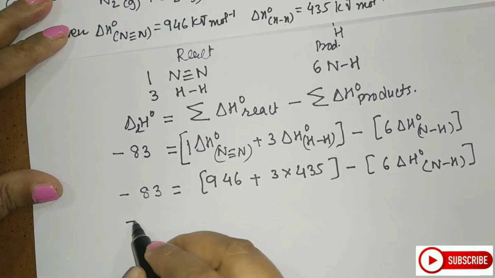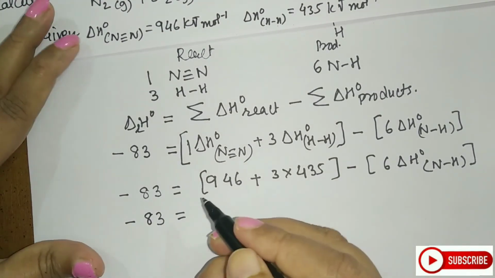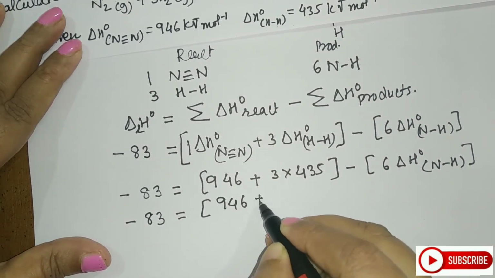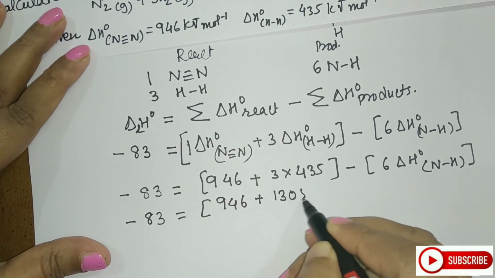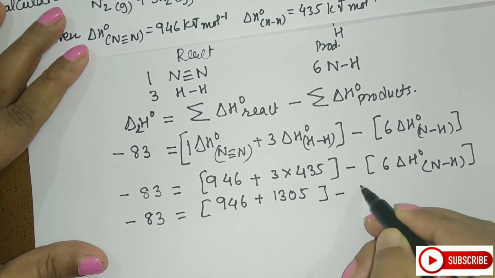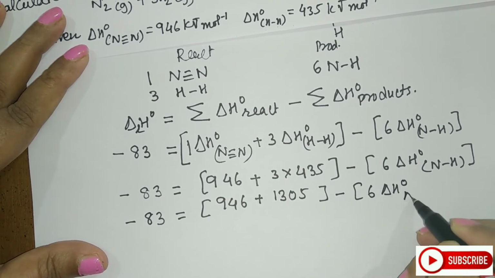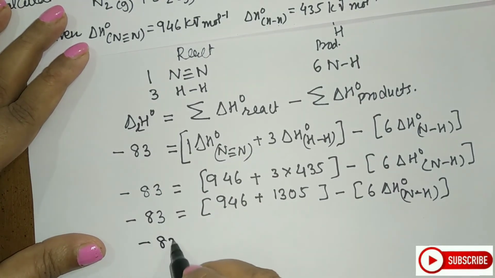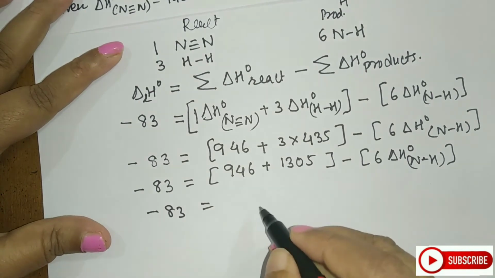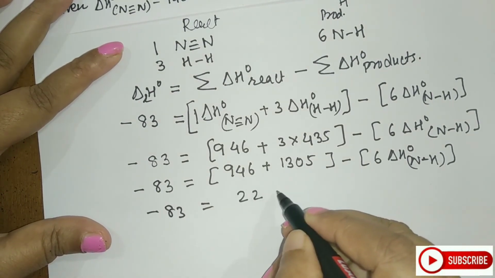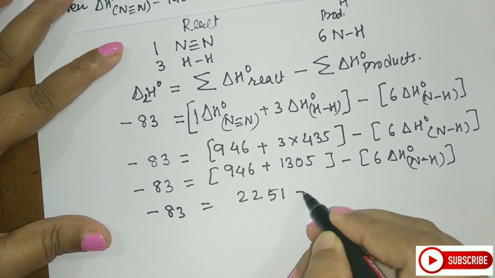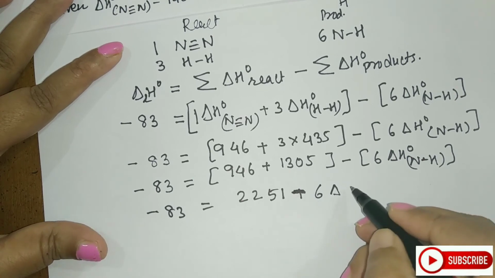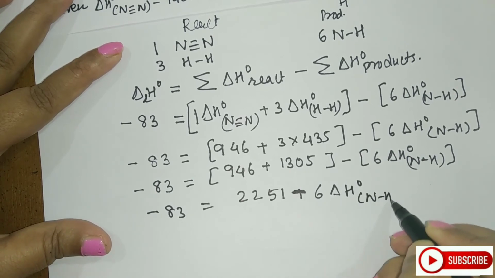Now let us solve this. So it will be minus 83 is equal to, so this total will come to, before that let us multiply this. So 946 plus this will come to 1305. Right students, minus 6 times the enthalpy of NH bond. Let us make a total here. So this will become minus 83 is equal to, this total will come to 2251 plus, sorry, minus 6 times the standard enthalpy of NH bond.